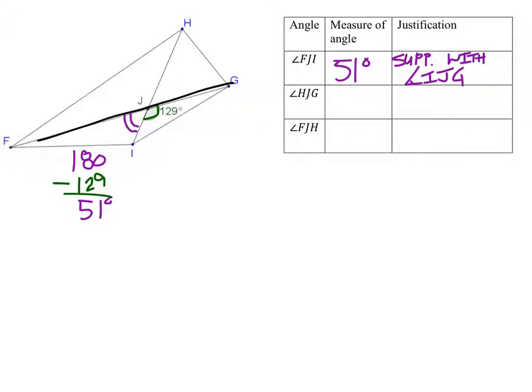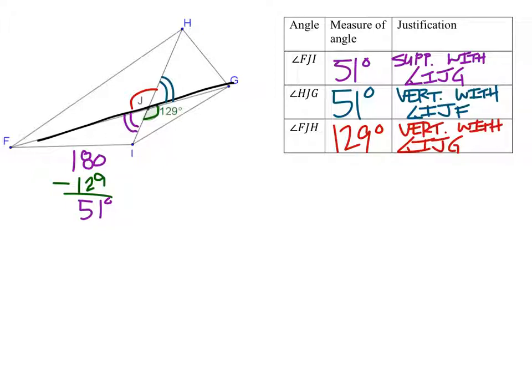Well, then we've got this other angle HJG, which is this one right here. This one also is 51 degrees because it is vertical with angle IJF. Alright, then we've got this other angle FJH, which is this one right here. This one is 129 degrees. Bam, there it is.